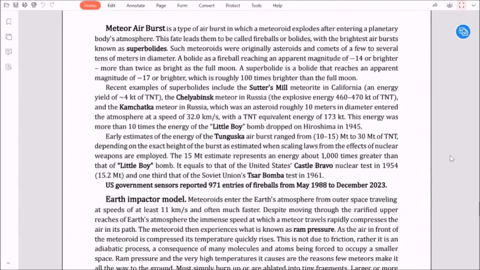The US government census reported 971 entries of fireballs from May 1988 to December 2023. It's a pretty usual phenomenon.